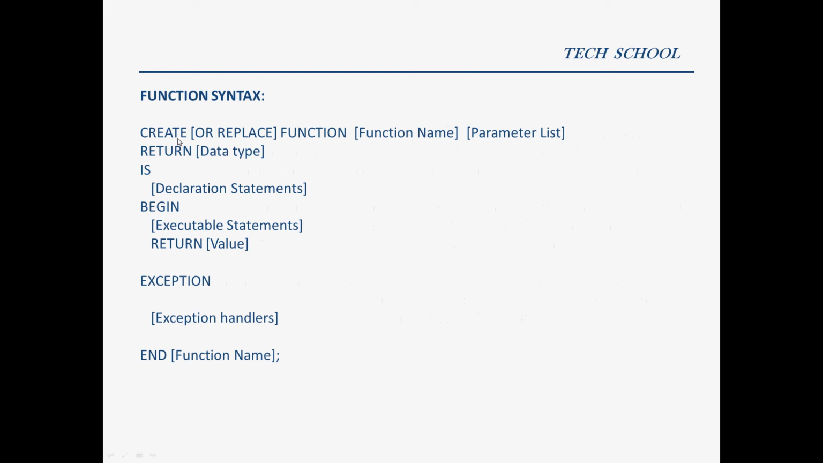Function syntax: create or replace function, function name and the parameter list, input, output, in out parameters, and the return type specification, return and the data type. Then comes a declaration section where all the variables and cursors are declared. Then the begin keyword marks the executable statements. Then there is a mandatory returning of a value. Then if there are exception handlers, there is an exception section.